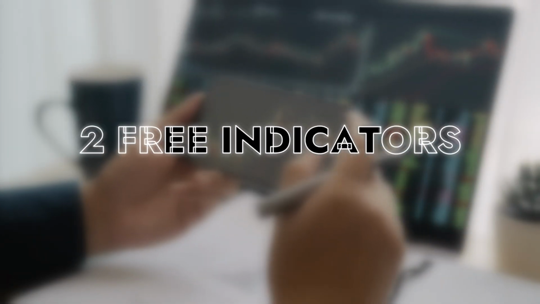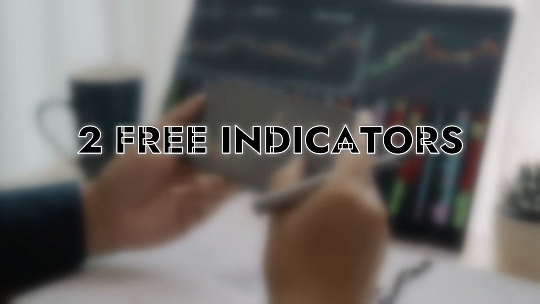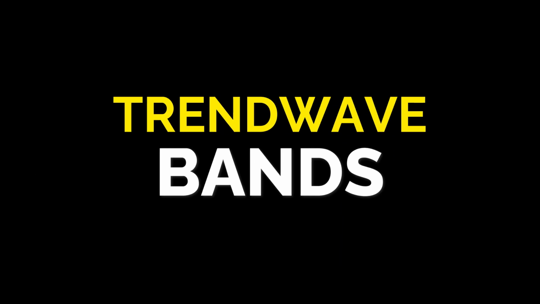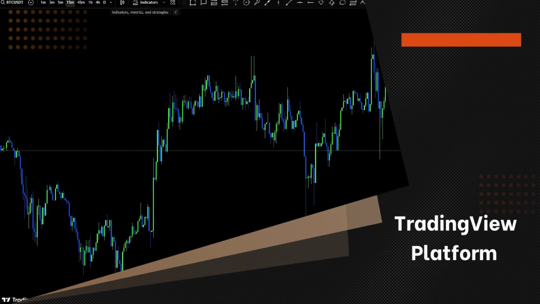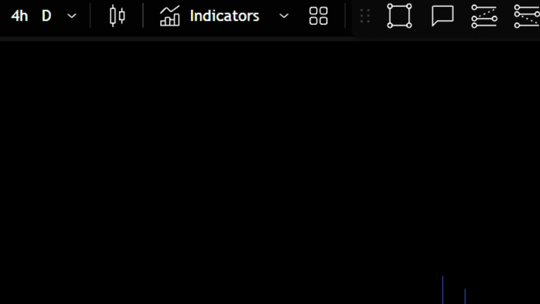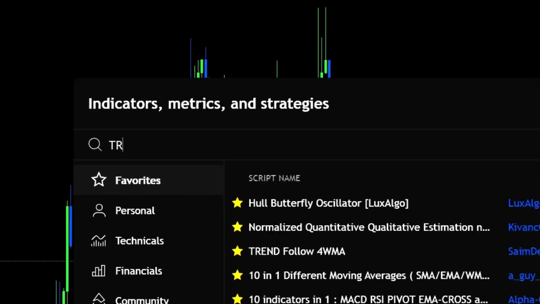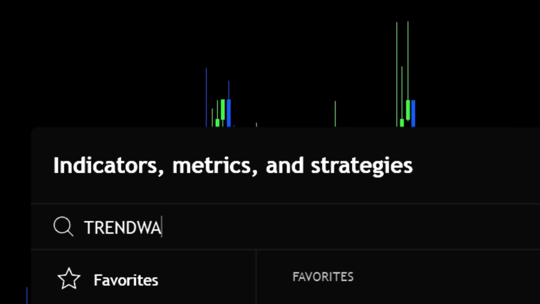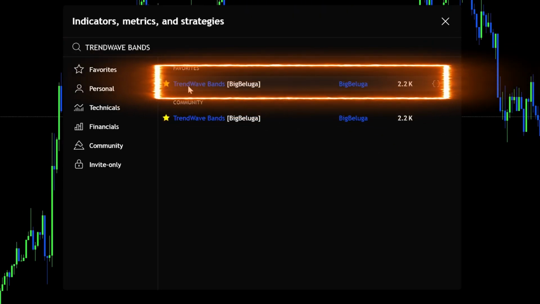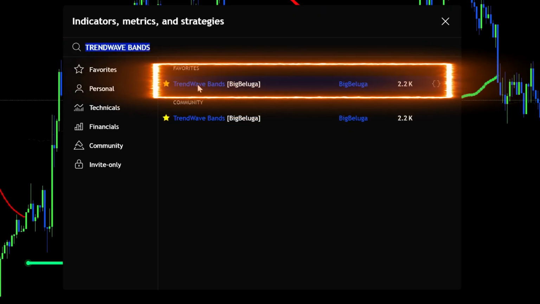We're going to be using two totally free indicators for this strategy. The first one is called Trend Wave Bands. To add it, open up your TradingView platform, head over to the Indicators section, and search for Trend Wave Bands. Make sure you pick the one by Big Beluga.